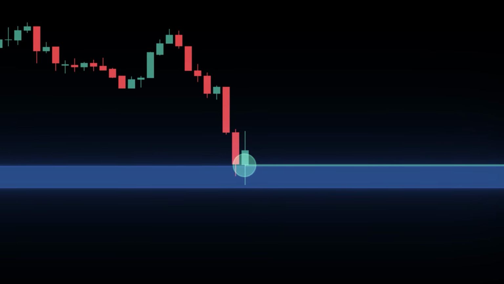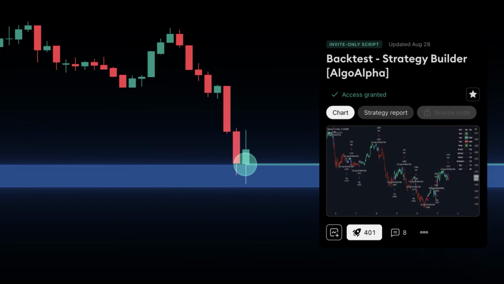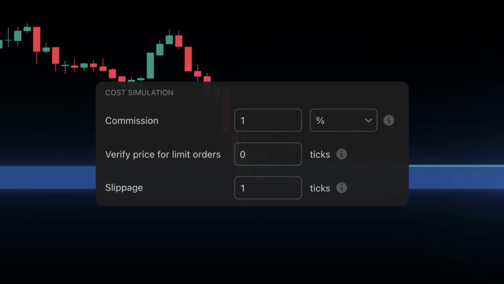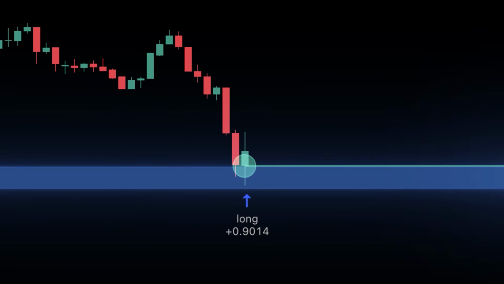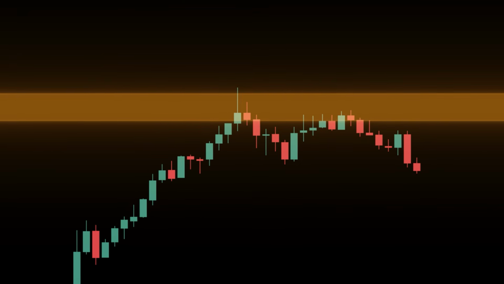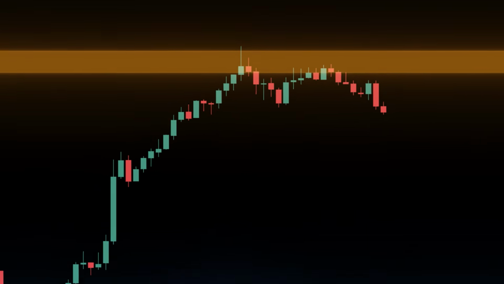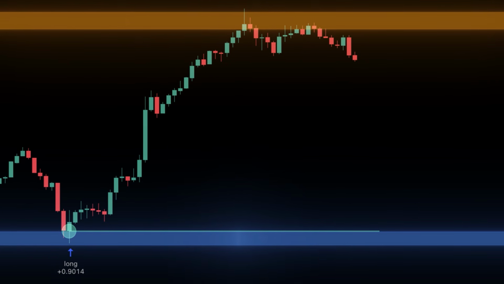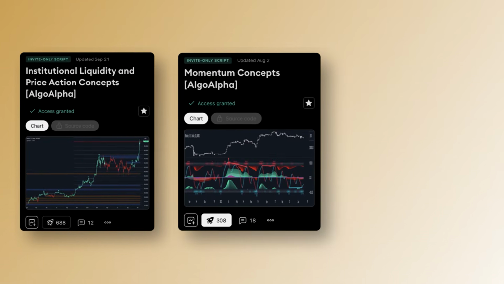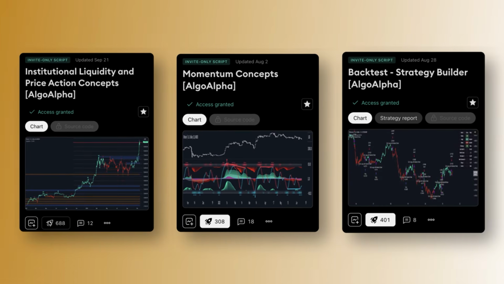For validation, codify these rules in the AlgoAlpha backtester. Apply realistic fees or slippage, then forward test with bar close alerts and journal spread, fills, and whether activity zones align with structure. And for deeper confluence, pair it with ILpac, momentum concepts, and the AlgoAlpha backtester to turn footprints into measurable edge.